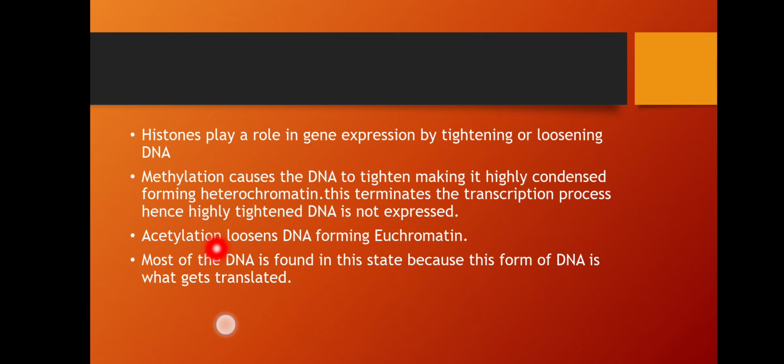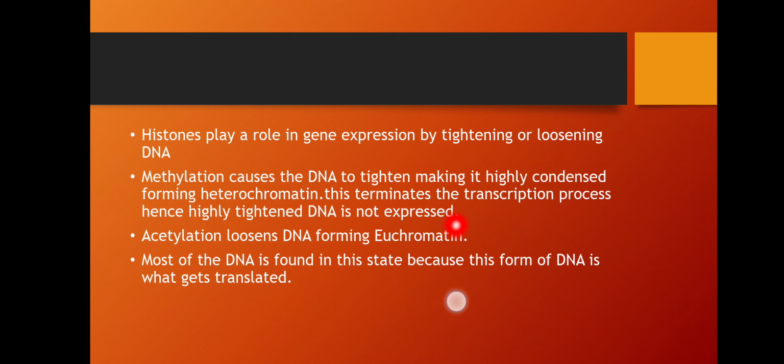Then acetylation loosens DNA, forming euchromatin. So heterochromatin is because of methylation. Methylation meaning there's an addition of a methyl group to the DNA. Then acetylation forms the euchromatin. Acetylation means adding an acetyl group to the what? To the chromatin. So acetylation loosens DNA. Methylation tightens DNA.